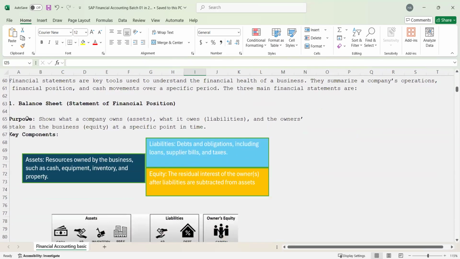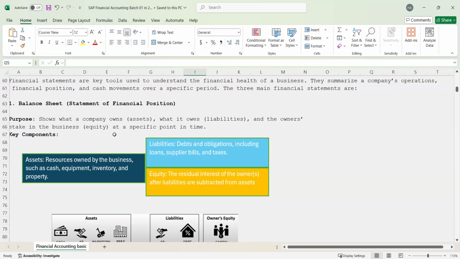So, purpose. What's the purpose of the balance sheet? The balance sheet shows what a company owns, what it owes, and what the owner, which is the equity, has in the business. Let me rephrase: a balance sheet shows what a company owns, which is assets in this case, what it owes, which is liability, and the owner's stake in the business. That is what the owner of the business has injected into the business, right?